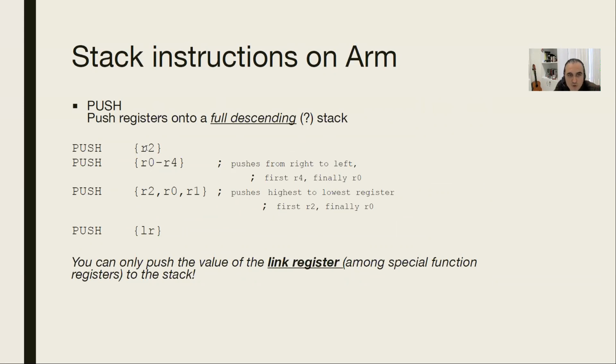So push R2 means get the value inside R2 and push it into the stack. And the stack pointer will move to the next location. You can move multiple register values like this. It pushes from right to left. Be very careful, guys. If you say R0 to R4, it will first push the rightmost one, R4, then R3, then R2, R1, and R0. Okay?